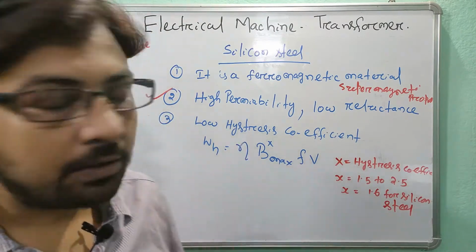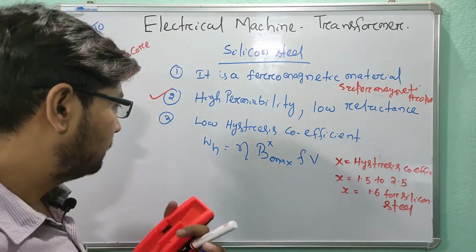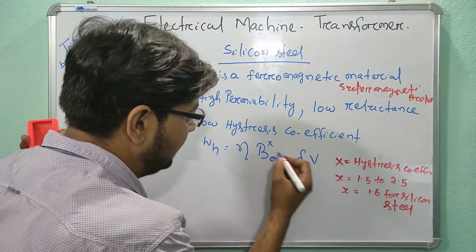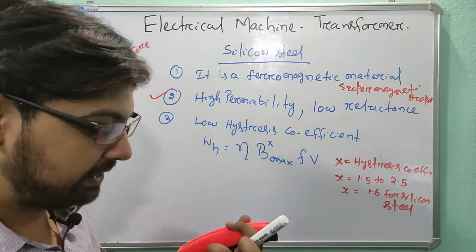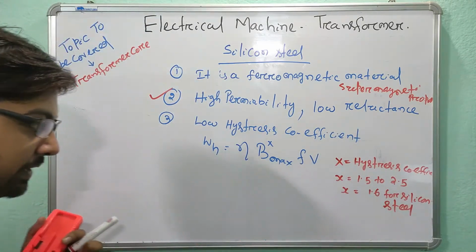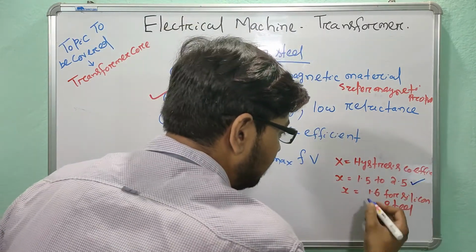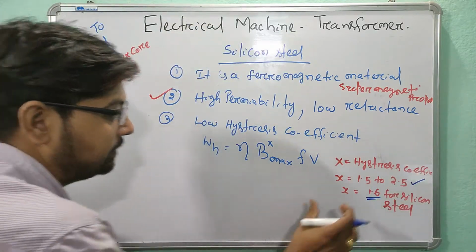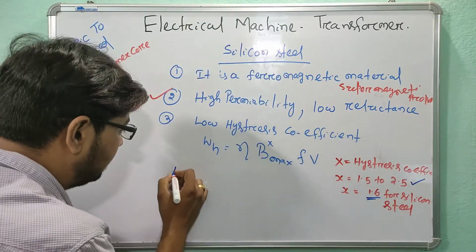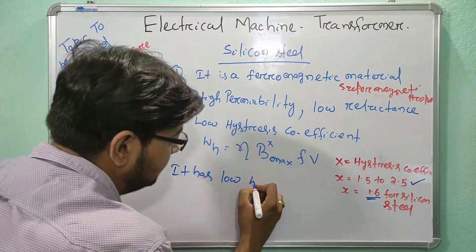Again, it has a low hysteresis coefficient. So for that, WH is equal to mu V max X FV. So what is my X? X is the hysteresis coefficient and the X value is 1.5 to 2.5, and for silicon it is 1.6. The hysteresis coefficient is 1.6, so it has low hysteresis loss.